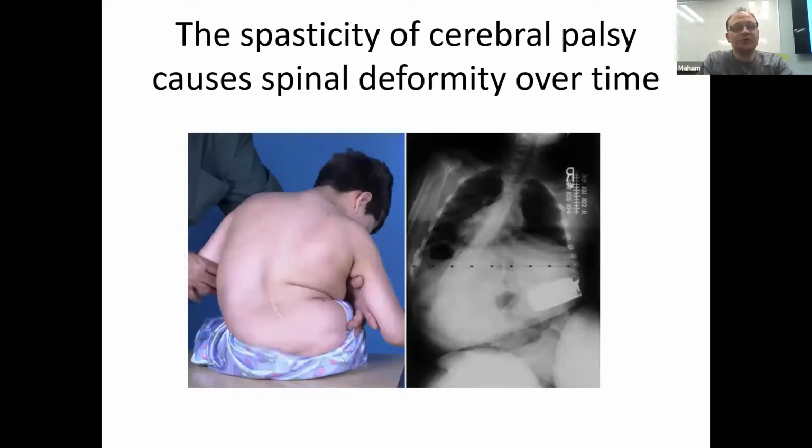And cerebral palsy is a group of patients that you'll see restrictive lung disease, especially because the spasticity causes spinal deformity over time. And, you know, as you can see, there are some surgeries to palliate this problem earlier in life. But with cerebral palsy patients, rather than those with different causes of scoliosis, they don't respond as well to surgical therapy because it's an ongoing problem with spasticity during their entire life.